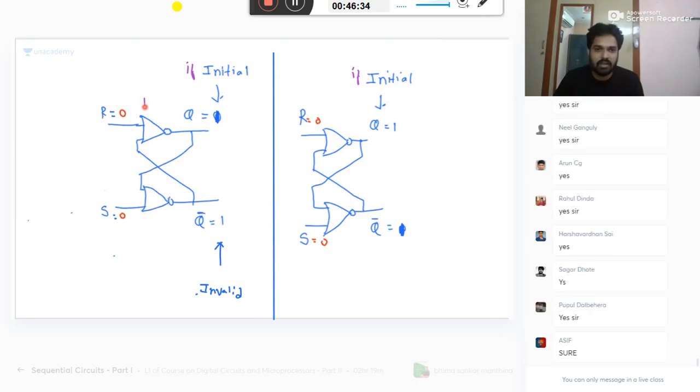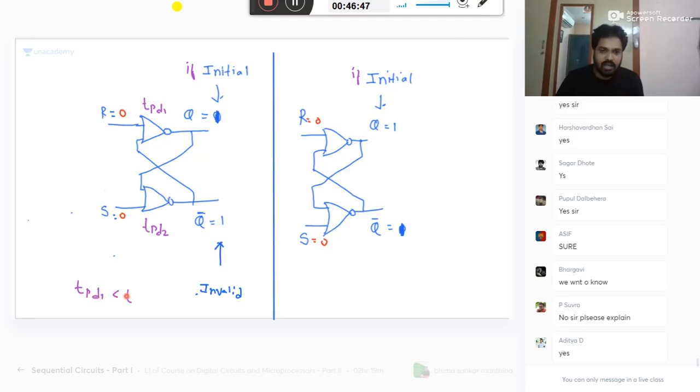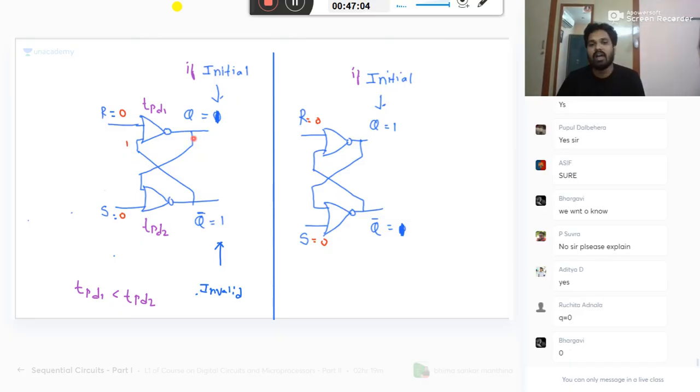Let me take this gate having a propagation delay of TPD1 and this TPD2. First condition: if the propagation delay of the first gate is less compared to the second gate. The first gate has less delay, meaning it will change a little faster than the second gate. This fellow is in a little hurry to change. 0 plus 1 is 1, whole bar is 0. This 0 will come here. 0 plus 0 is 0, whole bar is 1.